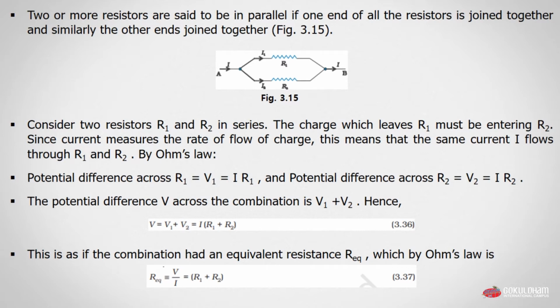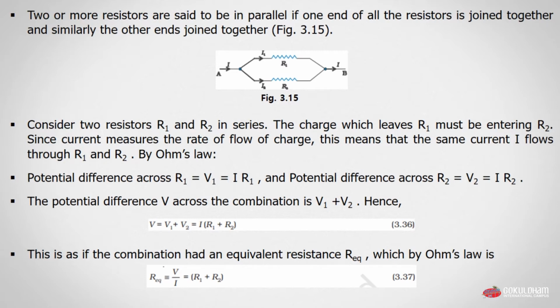And this is as if the combination has an equivalent resistance Req, which by Ohm's law is Req equals V by I, equals R1 plus R2. Means as these are connected in series, we assume that the combination has an equivalent resistance, and by Ohm's law Req equals V by I, which equals R1 plus R2.